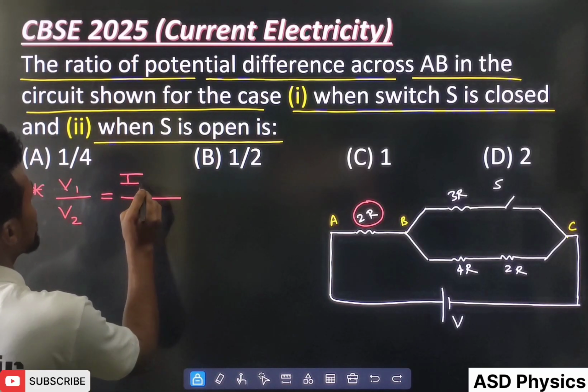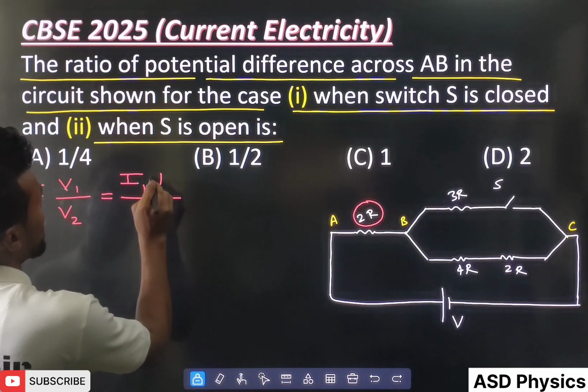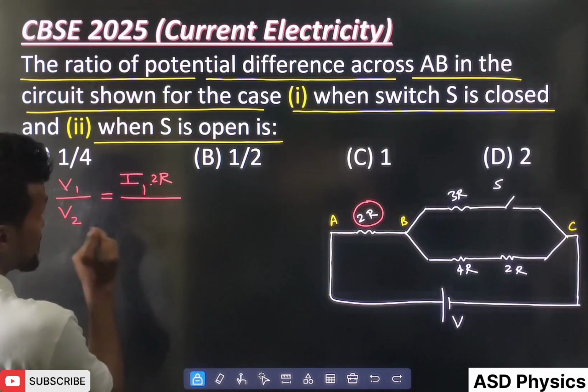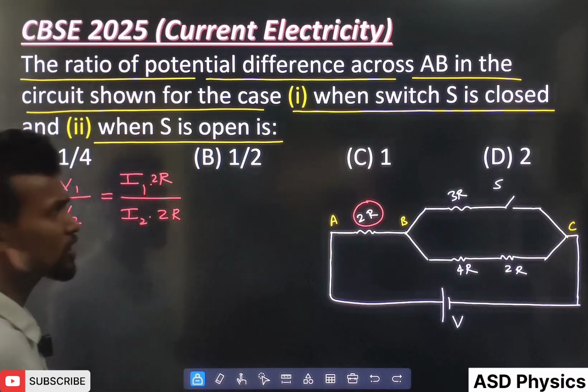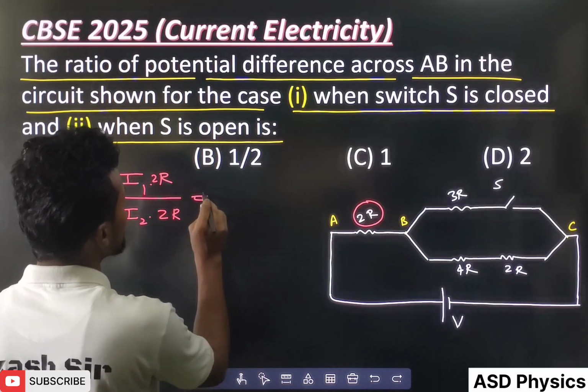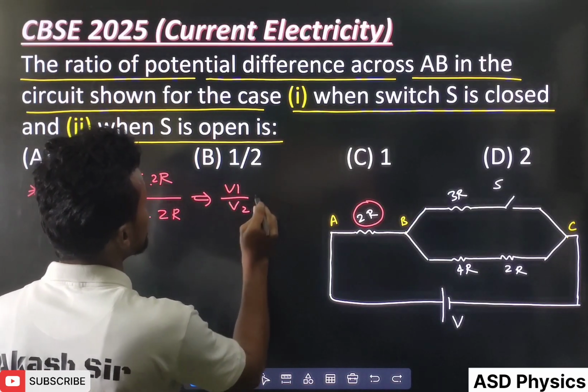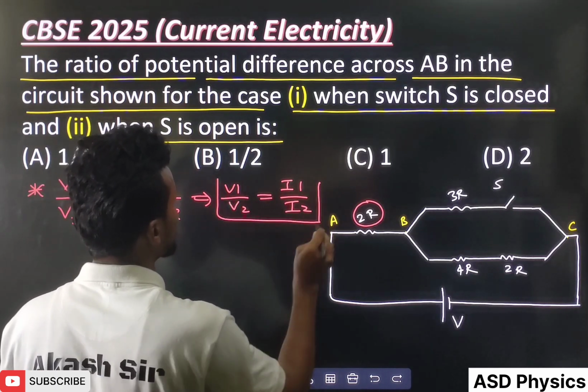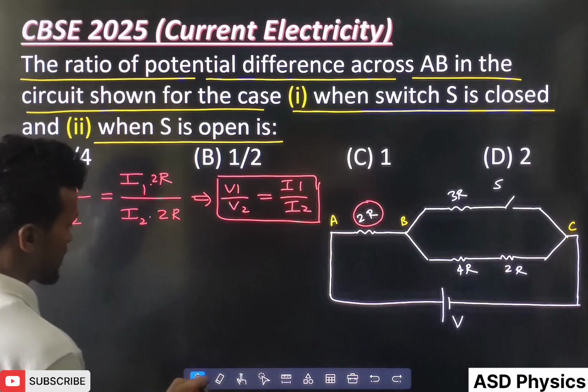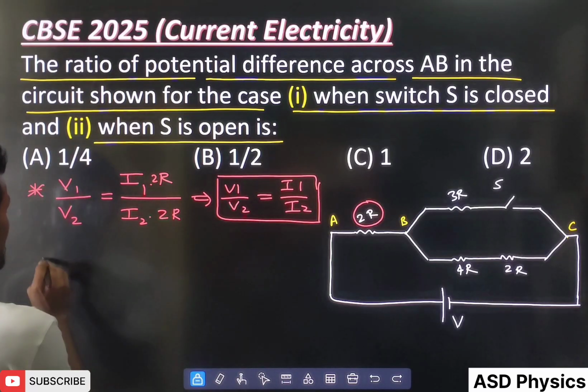So when the switch is closed, current I1, anyhow the resistance is 2R. When the switch is open, current I2, and here anyhow resistance is the same 2R only. So 2R and 2R will cancel out. So what we can write here, this V1 by V2, I can write I1 by I2. So purely we have to take the ratio of the current, because anyhow the resistance will cancel out.